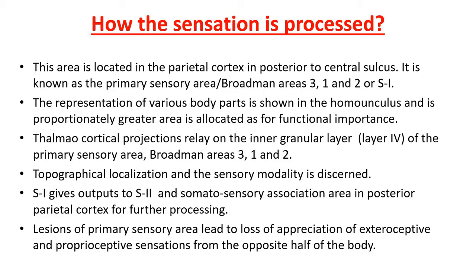The cortex has 6 layers, which I will be dealing with separately on cortical topics. Layer 4 is the layer which receives sensory input, and the thalamocortical projections relay on layer 4 of the primary sensory cortex. And from layer 4, when we study in detail, you will know how it communicates with layer 2, layer 3 and layer 5.